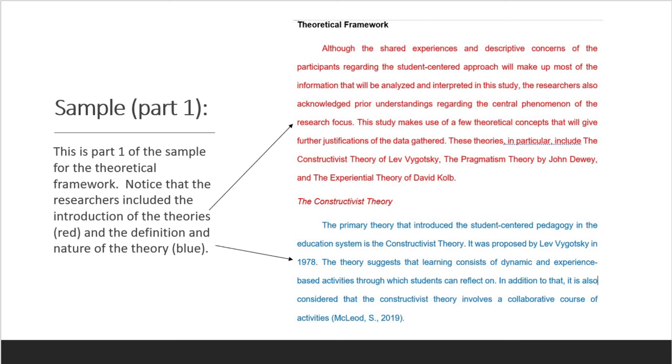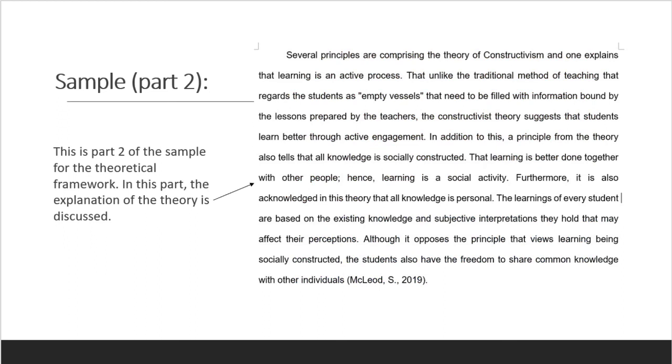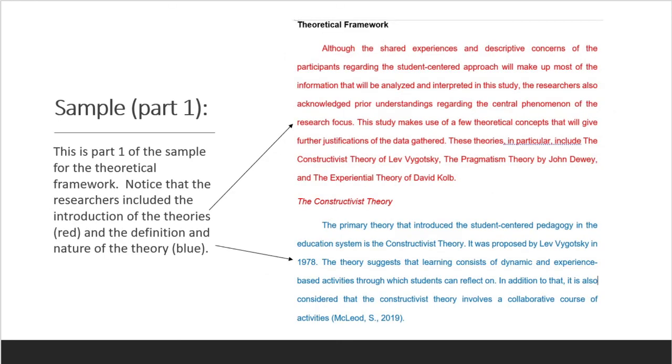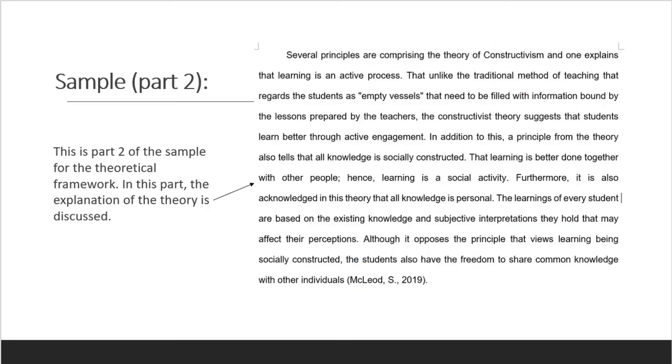So where is the connection of the theory to the study? Here it is. Okay, so this is part 2. This is where the researchers attempted to begin creating the link between the research and the theory. This is actually diving into the explanation of the theory. So this one is just the nature, okay, the definition and the nature. But this one is the working of the theory. Okay, how does it work? How is it functional, or how does it function in real time?